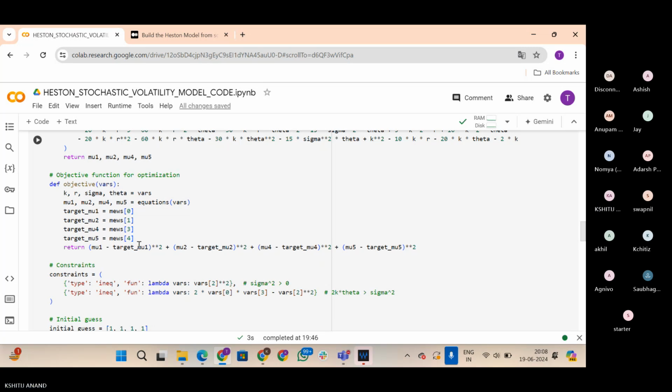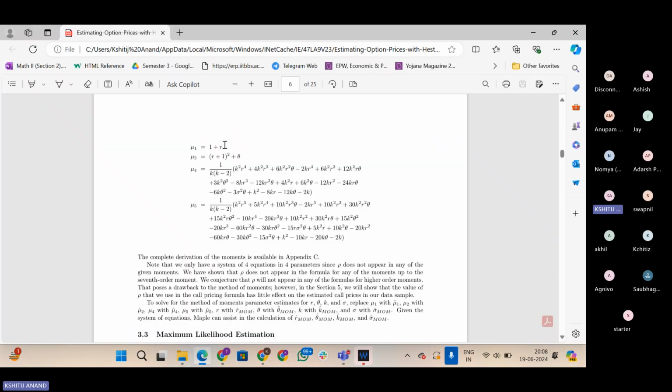Guys, this equation will become 0. Similarly, this one will become 0, this one will become 0, this one will become 0, when this 1 plus r is exactly equal to the first moment that we calculate from historical return. Similarly, this thing will be exactly equal to the target mu2 when the moment that we calculate from historical return is exactly equal to r plus 1 square plus theta. So that is why we write this objective function.